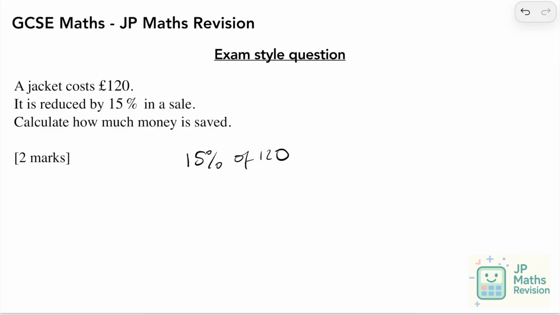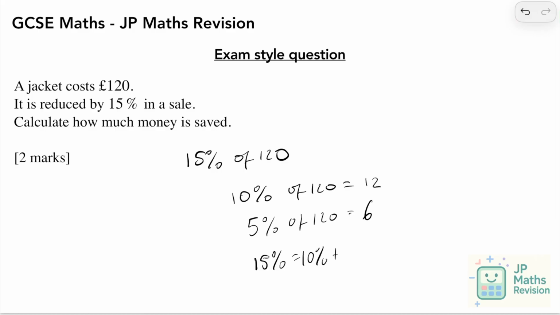So to do this, I'm going to start off by working out 10%. So 10% of 120 is going to be 12 because 120 divided by 10 is 12. And then I could work out 5% of 120 by halving 10%. So half of 12 is 6. So 5% is going to be 6. So now to work out 15%, I'm going to do 10% plus 5%. So 10% is 12 and 5% is 6, and 6 plus 12 is 18. So 15% is 18. So that must mean it's reduced by £18. So it's an £18 reduction.